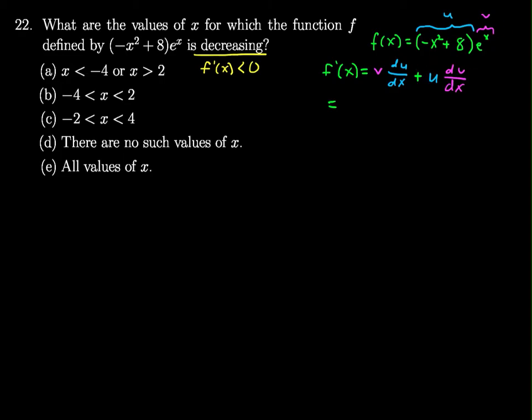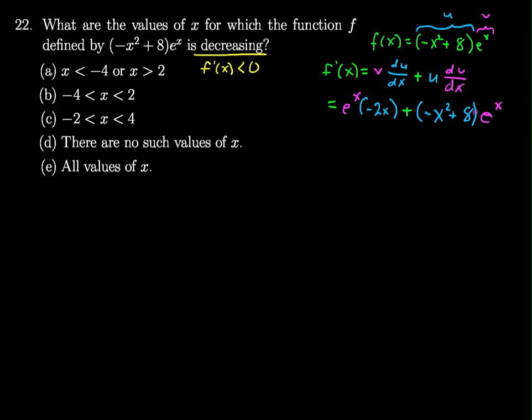That derivative will be, v is just e to the x. The derivative of u, the derivative of negative x squared plus 8, is negative 2x plus 0. I'll just put the negative 2x here. Plus, I bring in all of u here, so I have negative x squared plus 8. And dv, v is e to the x, the derivative of e to the x is e to the x, so I have times e to the x.